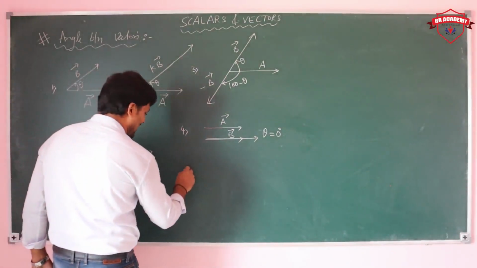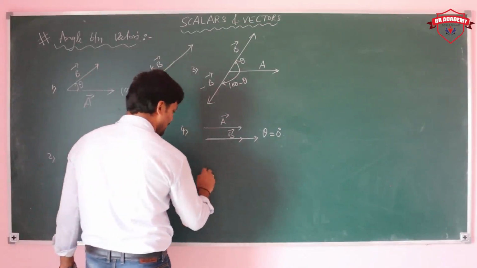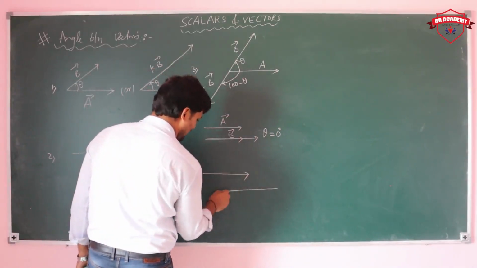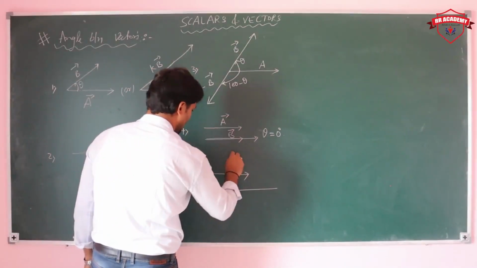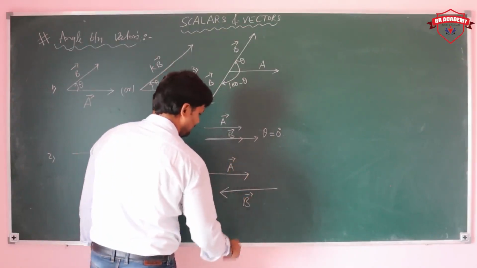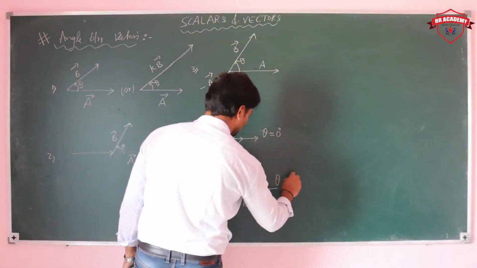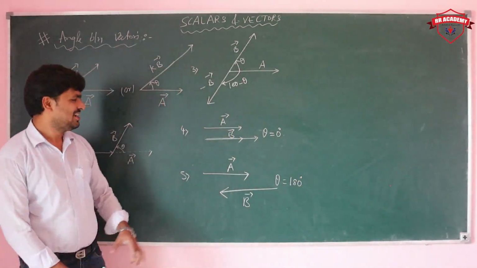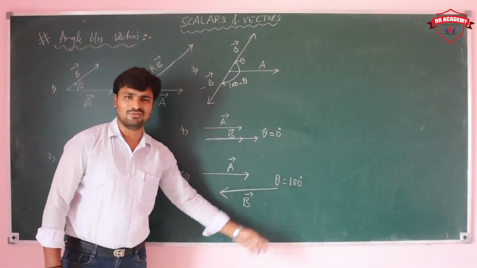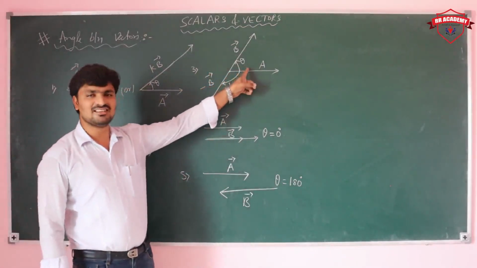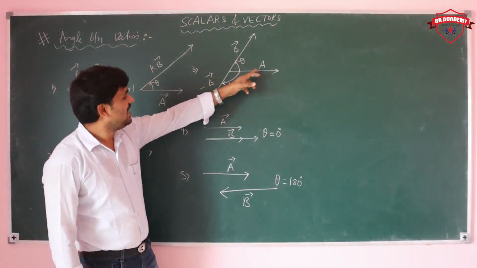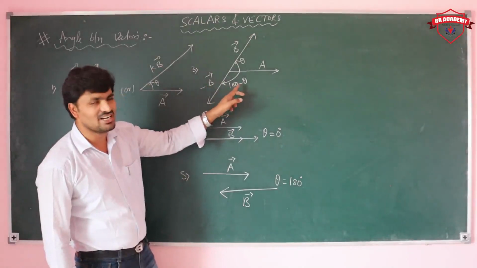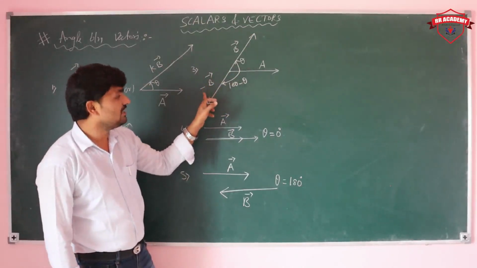If two vectors are anti-parallel to each other, anti-parallel means one vector is like this, another vector is like this, A and B. Now what is the angle between them? The angle between them is 180. So 0 as well as 180. Here theta is the angle between A and B, and 180 minus theta is the angle between A and minus B.